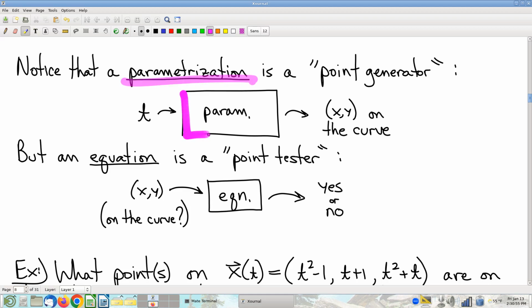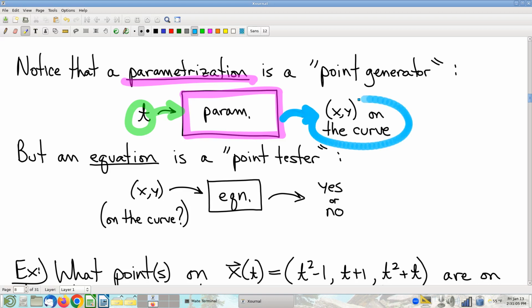Here's what a parameterization does. A parameterization takes a parameter as the input and then spits out a point as the output. The way I like to think of this, I like to think of a parameterization as being a point generator. It's taking some arbitrary, otherwise meaningless number t and doing stuff to t, and out comes a point. I have created a point on the curve.